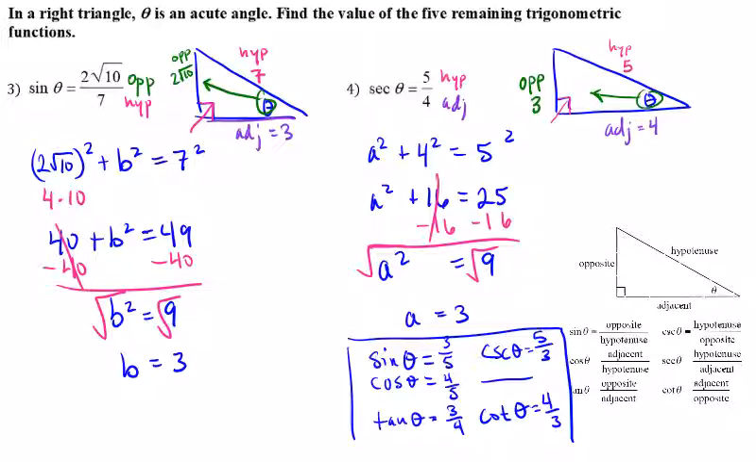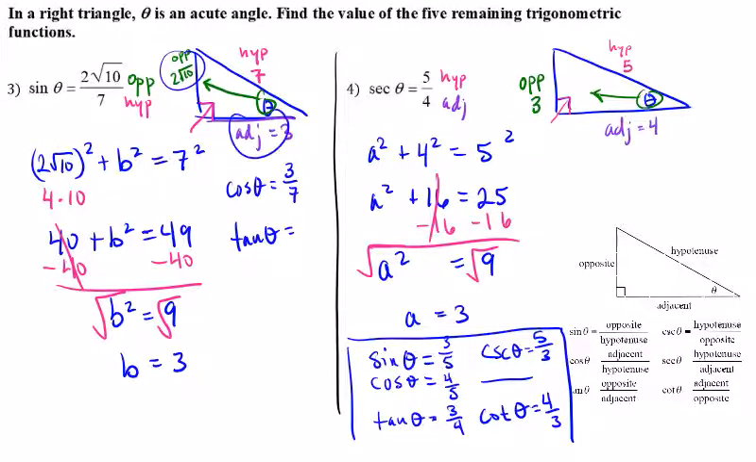All right, so now I have everything I need to find the trig functions. So I already have sine, right? So now I'm going to find cosine. So cosine is adjacent over hypotenuse, so 3 over 7. Tangent is opposite over adjacent, so it's going to be 2 root 10 over 3.